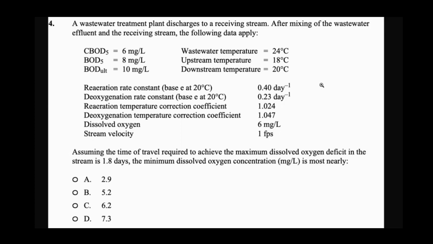We're given the reaeration and deoxygenation constants, as well as the temperature correction coefficients, a dissolved oxygen concentration of 6 mg per liter, and a stream velocity of 1 foot per second. It says, assuming the time of travel required to achieve the maximum dissolved oxygen deficit in the stream is 1.8 days, the minimum dissolved oxygen concentration in mg per liter is most nearly what?